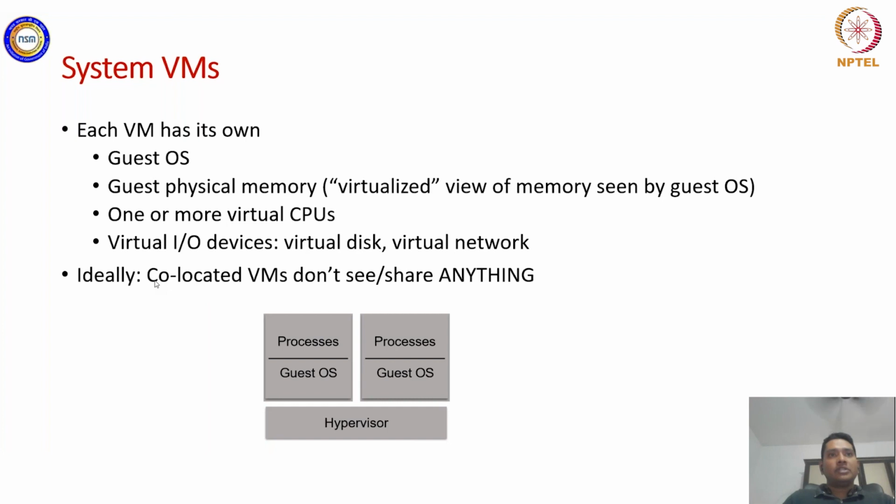So with system level virtual machines, we can see that each virtual machine has its own guest OS, its own guest physical memory, which is a virtualized view of the memory seen by this guest OS, and one or more virtual CPUs based on the allocation by the hypervisor, and virtual IO devices, which are abstracted by the hypervisor to this virtual machine. Ideally, these two guest OSs cannot see or share anything between them. That is the main idea for system level virtual machines.